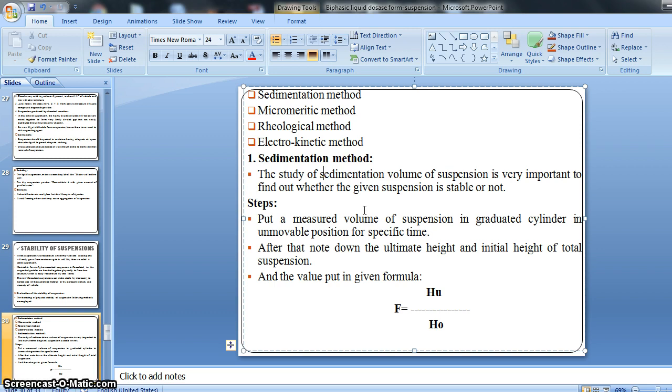Stable form. But it is close to 1, right? Close to 1 or near to 1, that time we will call it a stable form of suspension, a highly stable form of suspension, right?